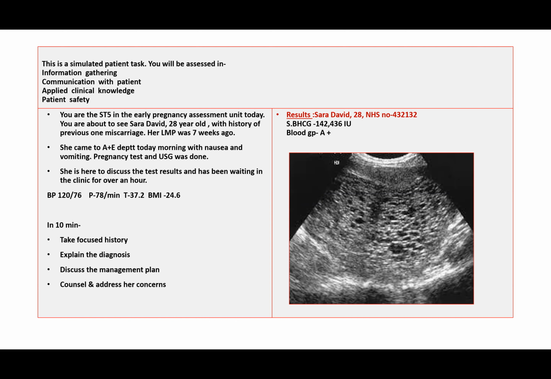Do you have any questions? No. So basically, this will be treated by the surgical evacuation, which you said. Are there any treatment options? Can you give me any medication for this condition?